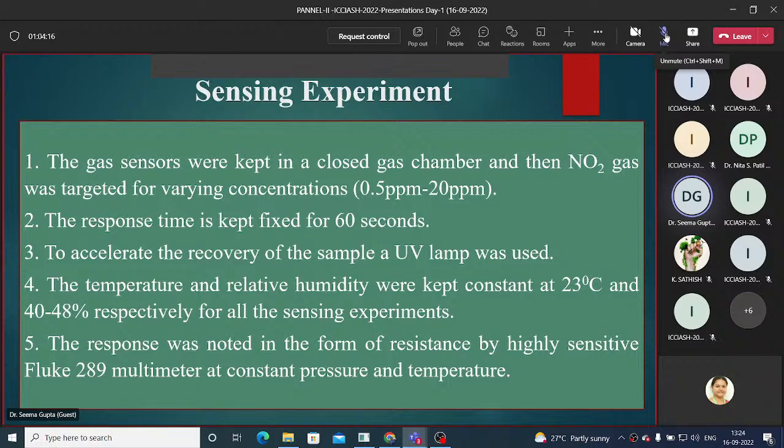The gas sensors were kept in a closed gas chamber and nitrogen dioxide gas was targeted from 0.5 ppm to 20 ppm. Response time was kept fixed at 60 seconds, and for the fast recovery of the sample, a UV lamp was used. The response was noted in the form of resistance by a Fluke multimeter.